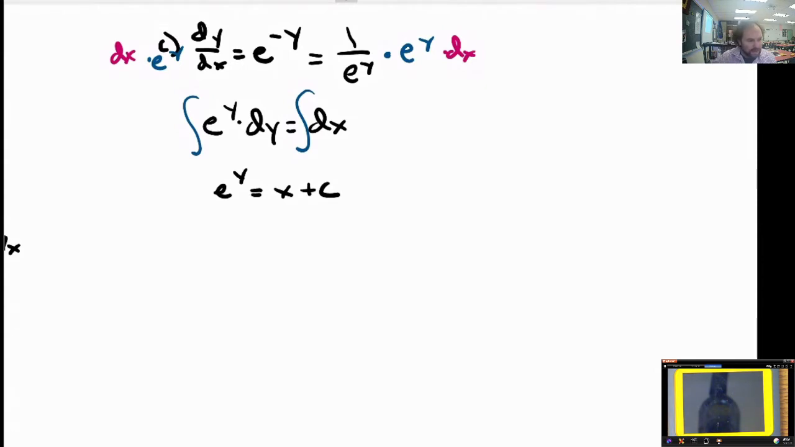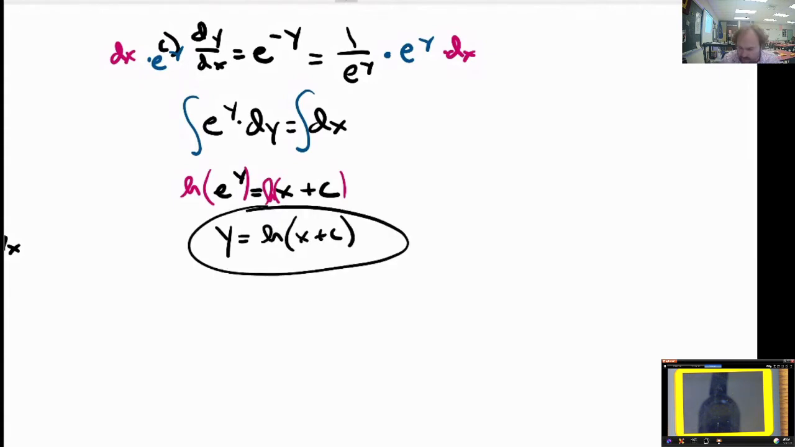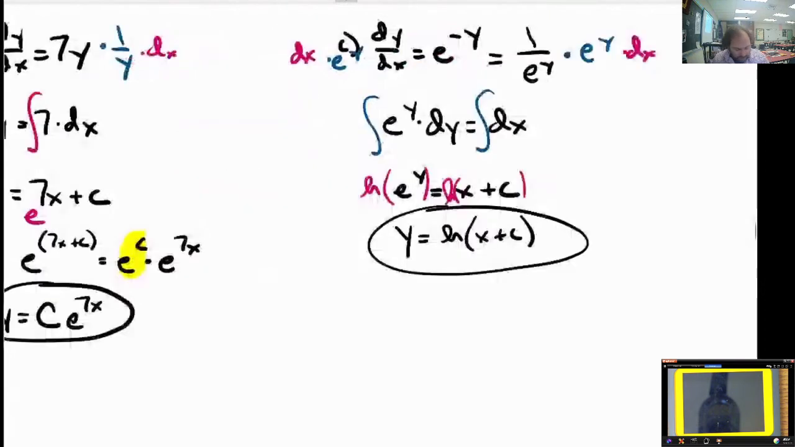Perfect. And then all we're going to do to get y by itself is take the natural log of both sides, because that'll get the y out of the exponent, and y is going to equal natural log of x plus c, like that. And there is your general equation for that differential equation. Pretty cool.